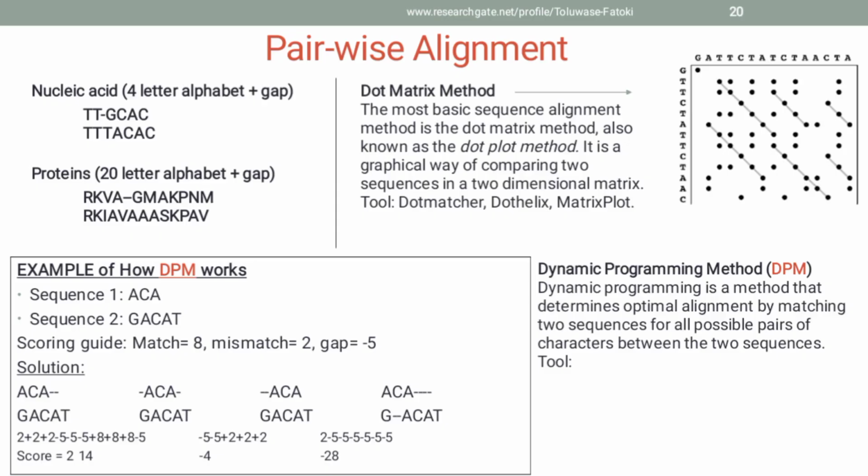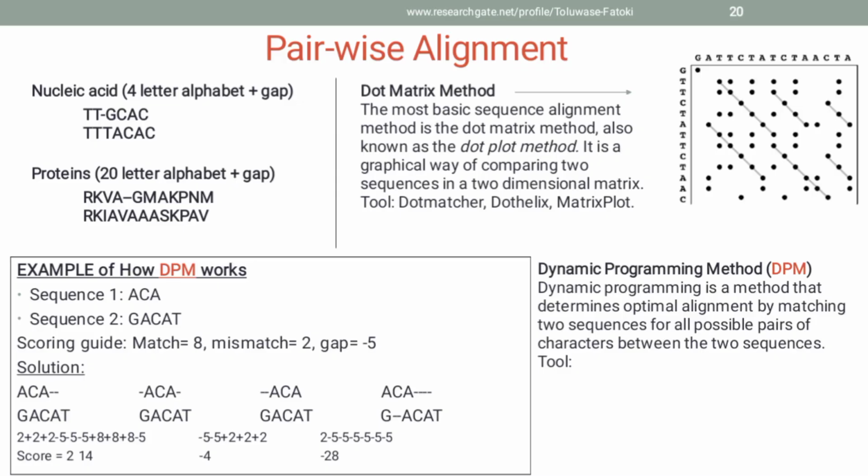And for you to do pairwise alignment, you want to compare two protein sequences together. We have two major methods. Number one, we have what we call the dot matrix. That is, you write the sequence of the first protein on the y-axis, and then you write the sequence of the second protein on the x-axis at the top. Then you align each one by one.